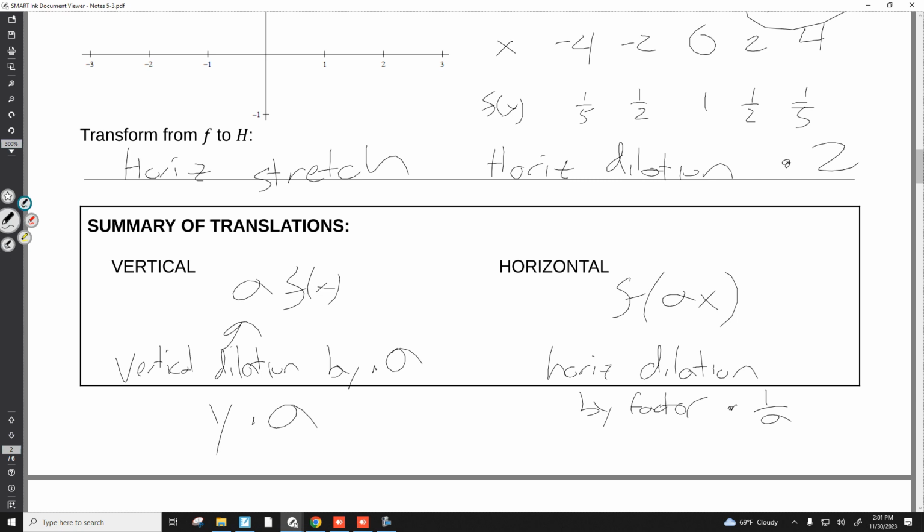You would take your x values, you would not multiply them by A like you would expect. You would take your x values and multiply by the reciprocal. You'd do the opposite because of being inside, and PEMDAS and reverse order of operations. You guys cool with that? Okay.